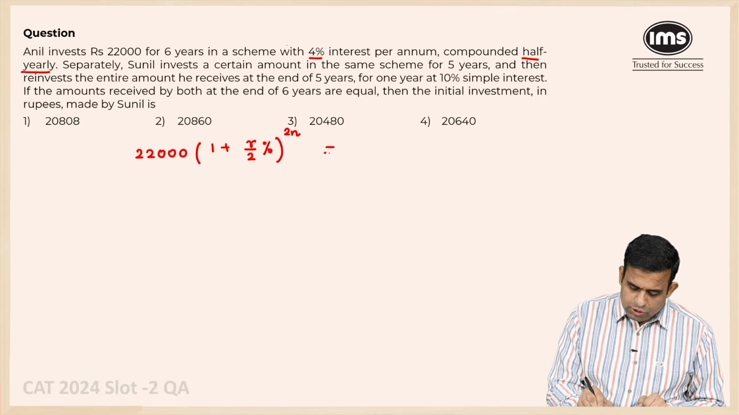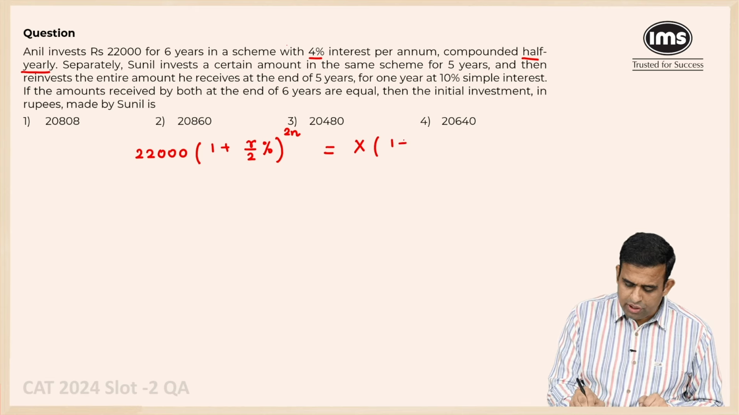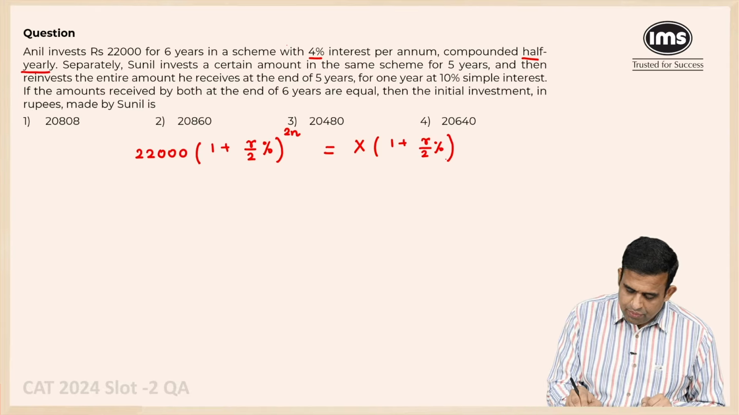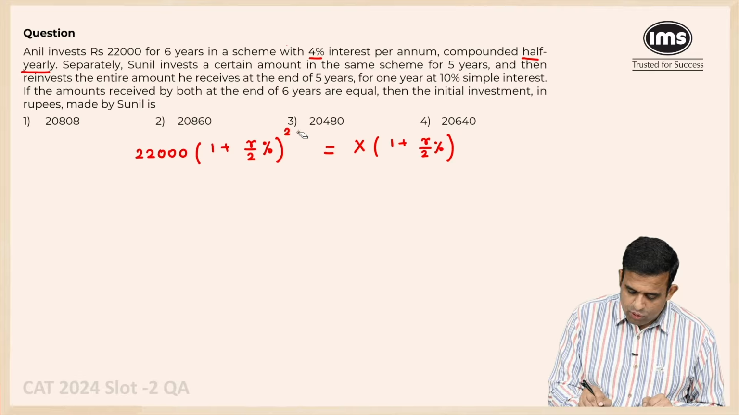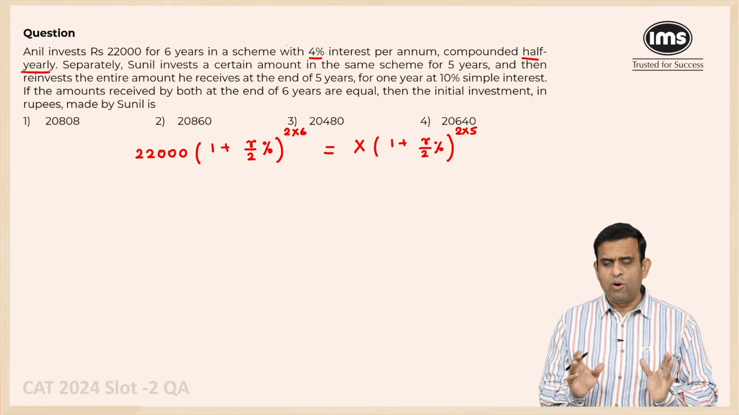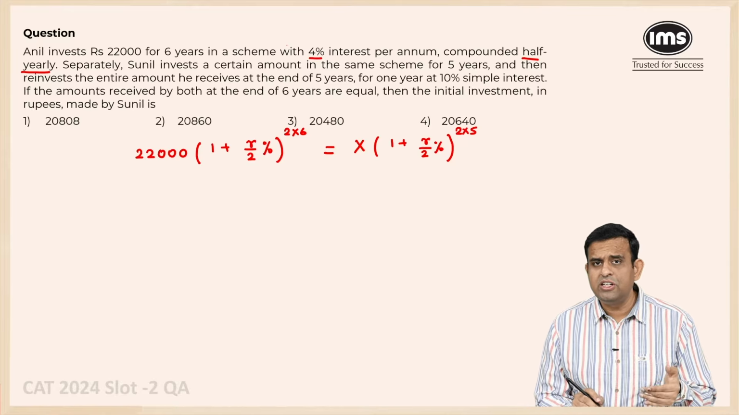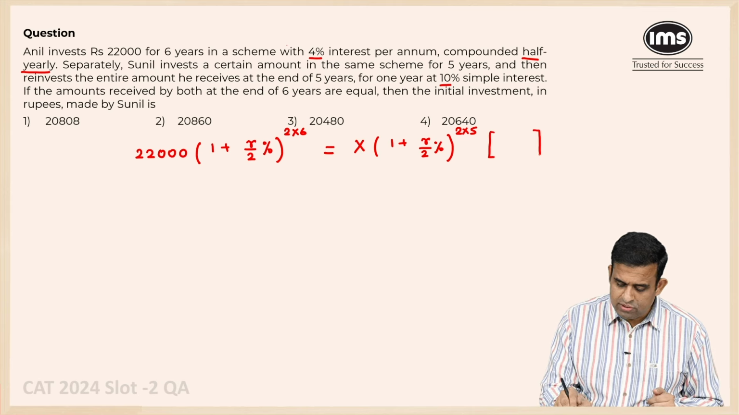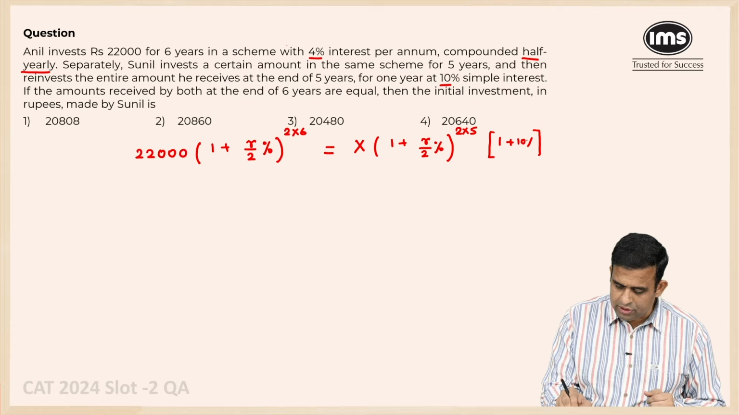What about Sunil? If I look at the person Sunil, I don't know the amount, let's say it is X. He also has put in the same scheme for 5 years. So he will again earn an interest of R by 2 every 6 months. And for him, it is going to be 1 less year. So in this case, I could have told 2 into 6 directly. This is going to be 2 into 5. And whatever amount he gets at the end of 5 years, he reinvests at simple interest at the rate of 10%. So for him, he is going to get this amount plus 10%. So 1 plus 10%.